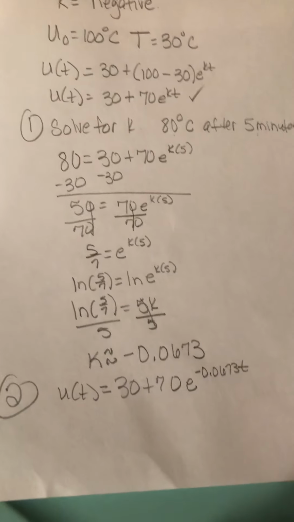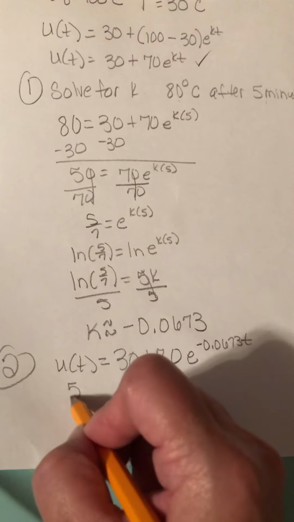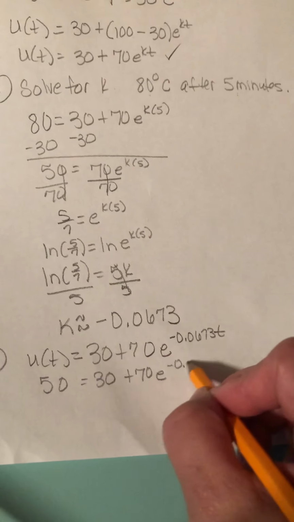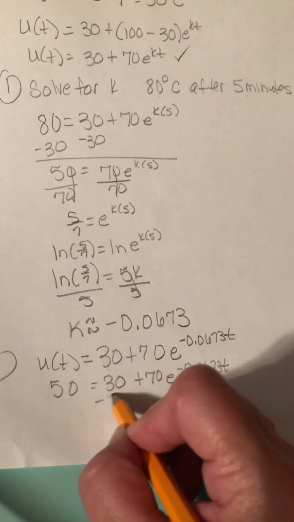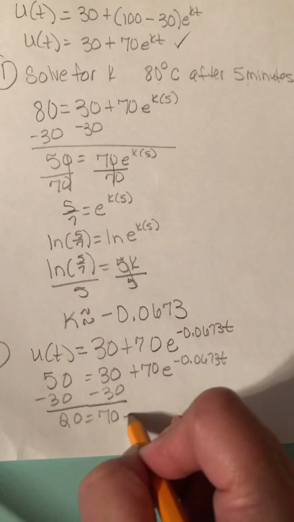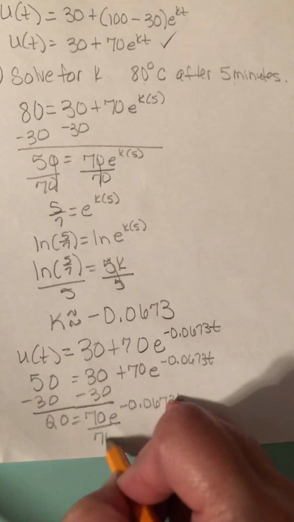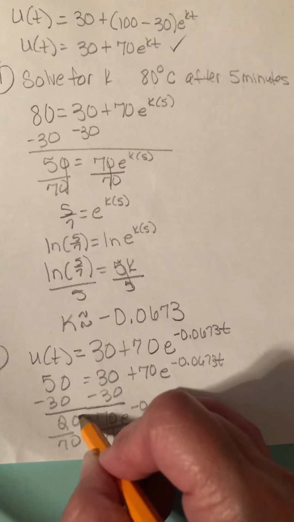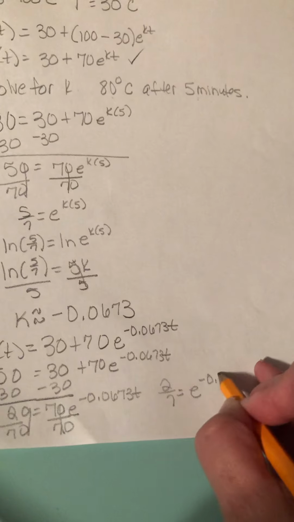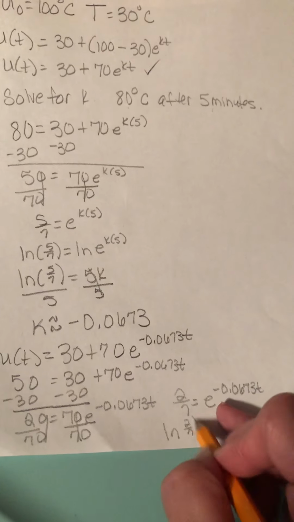And now we'll answer the question. The question is, when will the temperature be 50 degrees? So when will this object cool down to 50 degrees? So we're going to look for t this time. Subtract 30 from both sides. Divide by 70. And we'll get 2/7 is equal to e to the negative 0.0673 t. Now we're going to take the natural log of both sides.